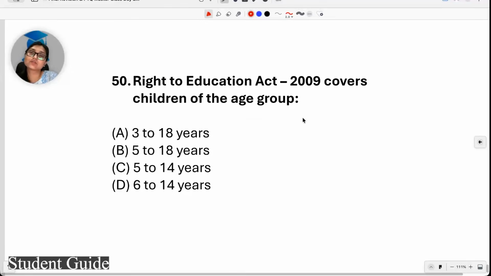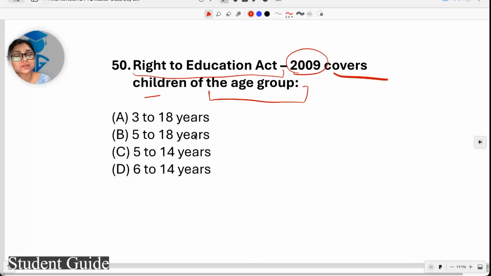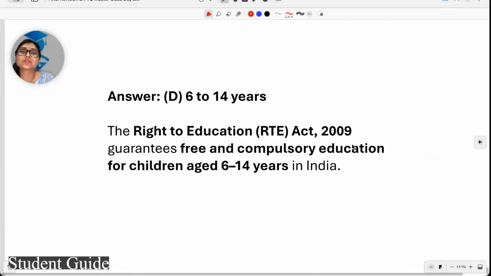Now, the last question of today's session is very basic, very easy, but it's a PYQ and you need to know about it. If it comes in the exam, you need to be so sure about it that you never get confused by this type of easy question. The question is asking: the Right to Education Act 2009 covers children of which age group? You just close your eyes and mark option D. It says 6 to 14 years of age. From the explanation, you need to know 6 to 14 years. Option D is the correct one.